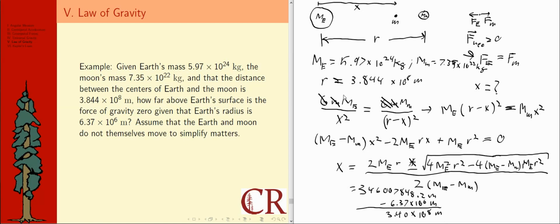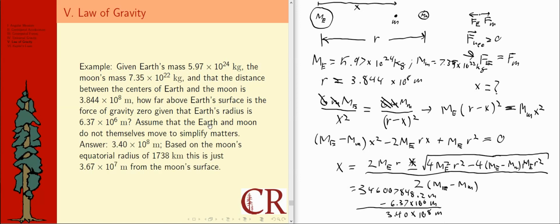So like I said, I'm running out of space here, and I've not shown everything there. But that is a result, and I'm going to go ahead and check it. There it is. It also mentions, though, that based on the moon's equatorial radius of 1738 kilometers, this is just 3.67 times 10 to the 7 meters from the moon's surface.